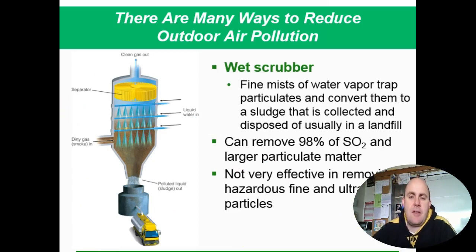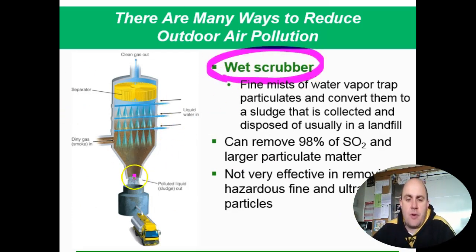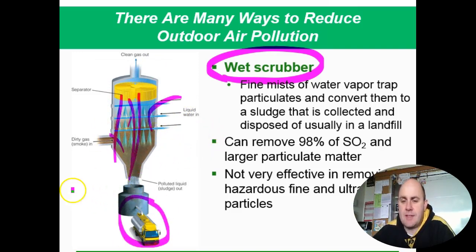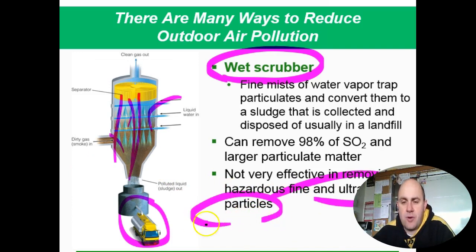So there's that. There's another approach, which is called wet scrubbing. Wet scrubbers are basically where the air is coming up through this process, and as it comes up, we spray water onto it. The water basically creates a sludge of all those particulates, and then we have to dispose of that sludge. Again, it's not very effective at removing ultrafine particles. It can remove lots of the SO2 and the large particles, though, 98% of them. So those are the two main ways we reduce it.